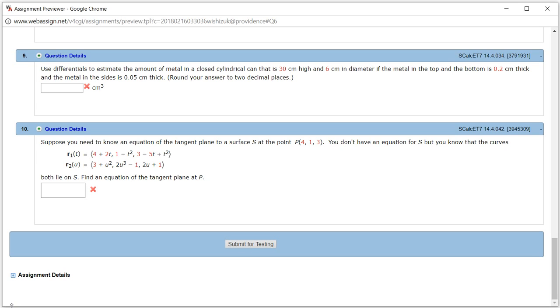Alright, let's look at homework 14.4, problem number 9. We want to use the differential to estimate the amount of material in a closed cylindrical can that is 30 centimeters high and 6 centimeters in diameter, if the material on the top and the bottom is 0.2 centimeters thick, and the material on the side is 0.05 centimeters thick. Let's do that.